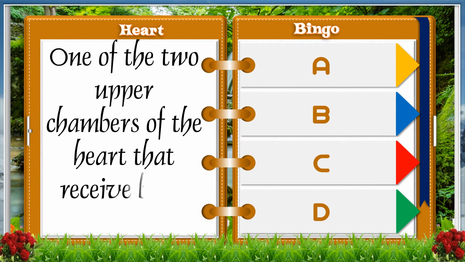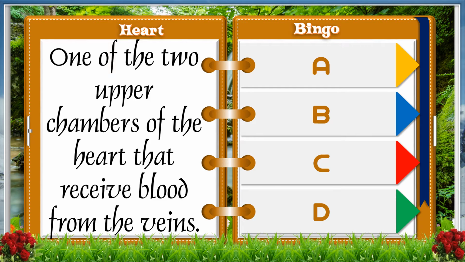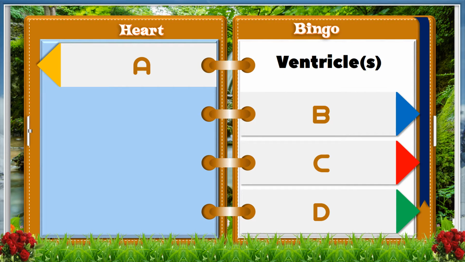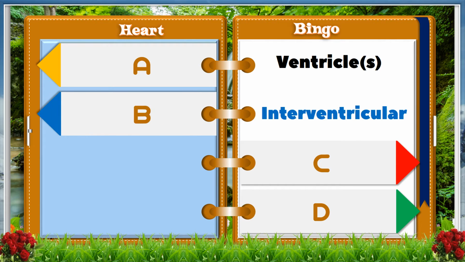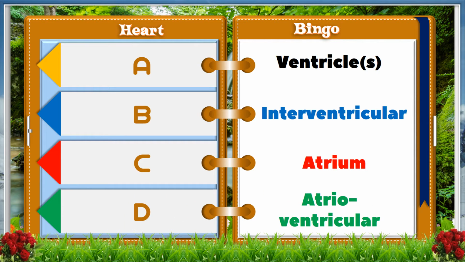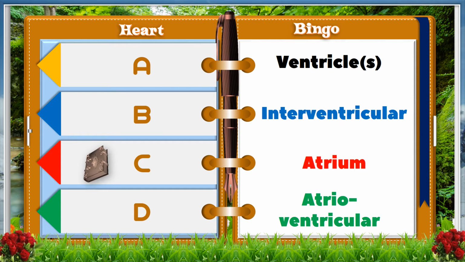One of the two upper chambers of the heart that receive blood from the veins. A. Ventricles. B. Interventricular. C. Atrium. D. Atrio-ventricular. And the answer is C. Atrium.